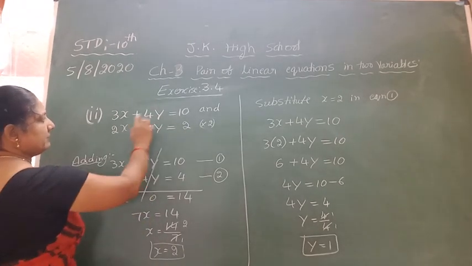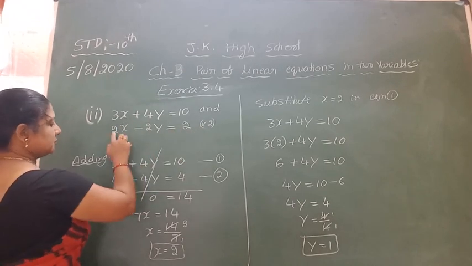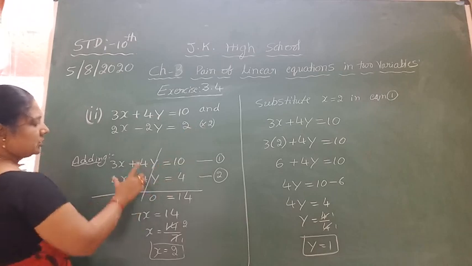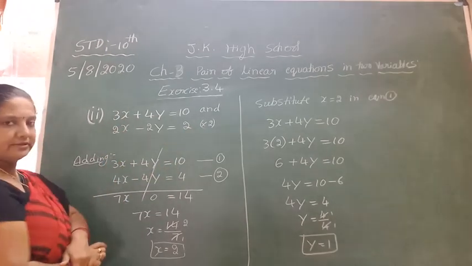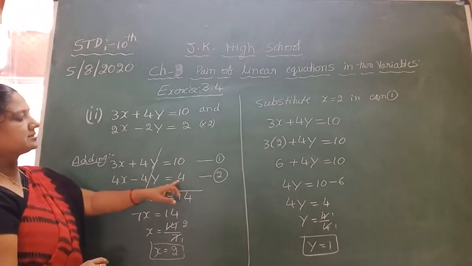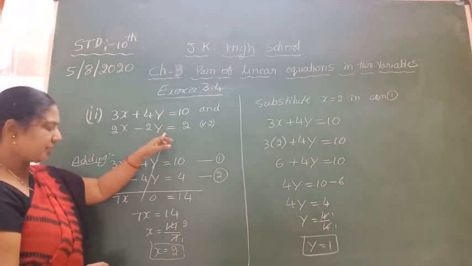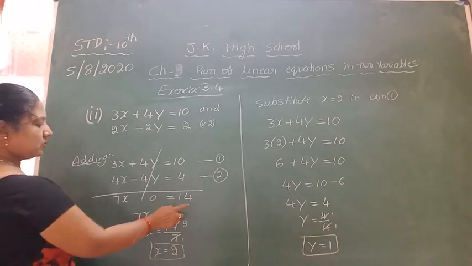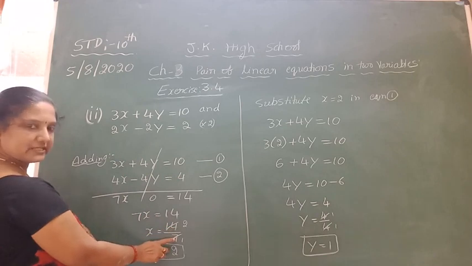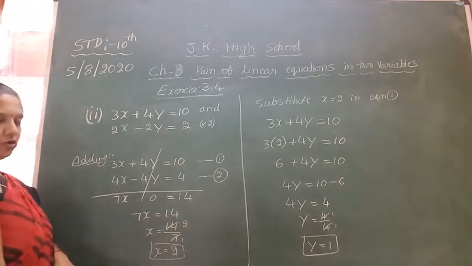So now if I multiply the second equation, 2 2s are 4x, 2 2s are 4y, 2 2s are 4. The first equation I have written as it is, and the second equation has become 4x minus 4y is equal to 4 after multiplication. So then 7x is equal to 14, x is equal to 14 by 7, then x is equal to 2, I got it.